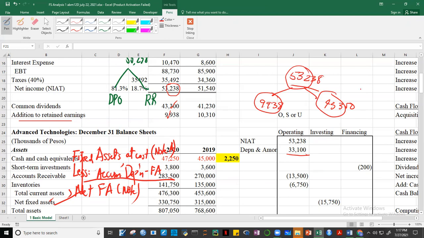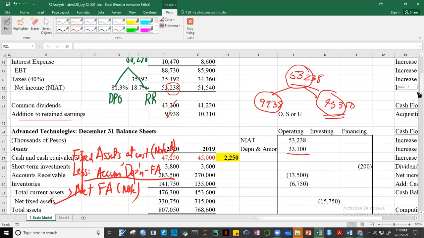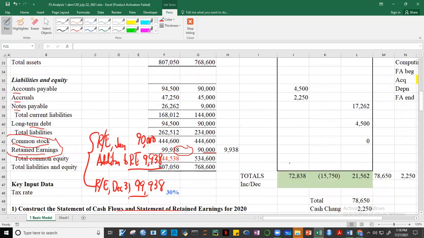Di ba? Tapos, gumamit tayo ng cash na 43,300. Wala pa dito yon. So, dapat, i-reflect natin dito yun kasi cash yun eh. Gumamit tayo ng cash. So, let's put that here, sa ilalim na lang. Dividends paid. Okay, question. Saan siya pupunta? Operating, investing, financing. Will it fall under operating, investing, or financing?